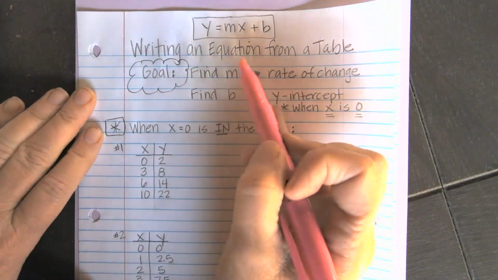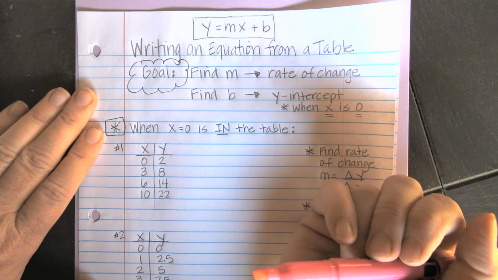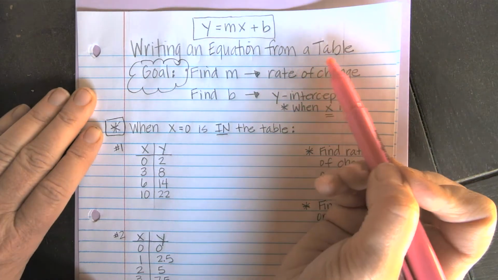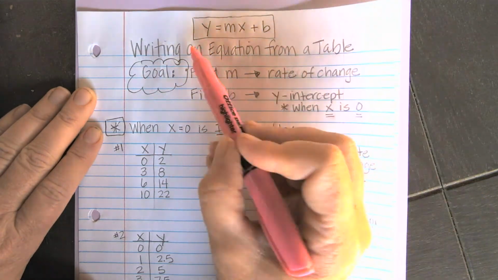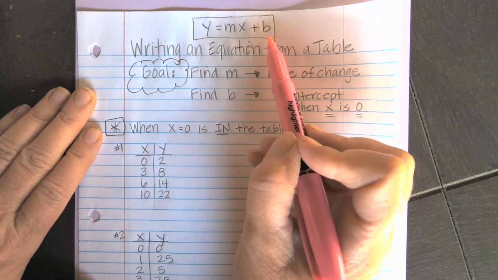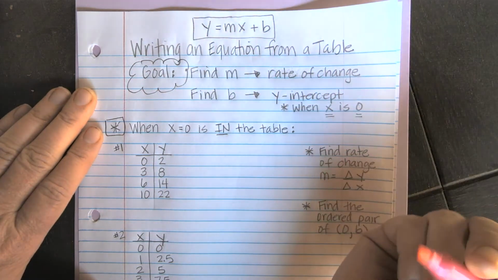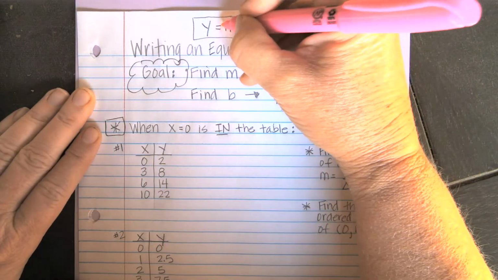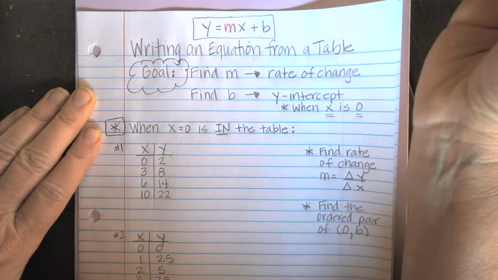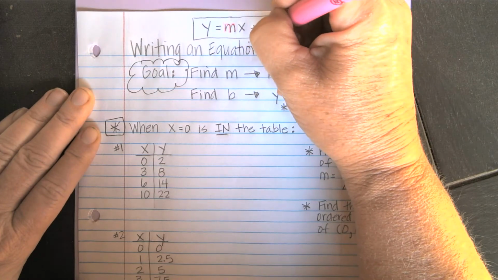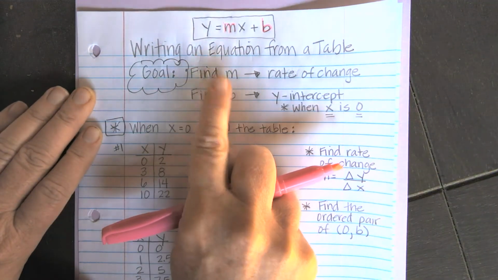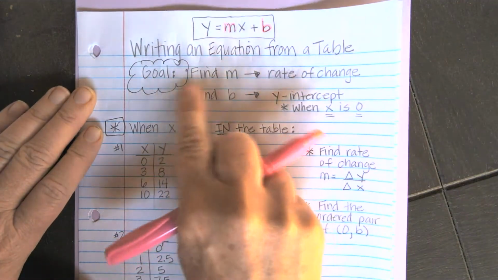Now, one of the skills that you're going to have to be able to do for this target is be able to write an equation from a table. When we write an equation from the table, remember, we are still using the same equation that we've been using all along. Y equals mx plus b. And when we use this equation, remember that m will be a number, b will be a number. So our goal in writing an equation from a table is to find m.